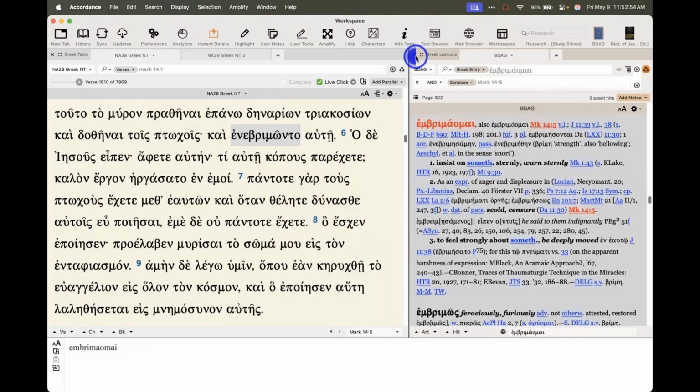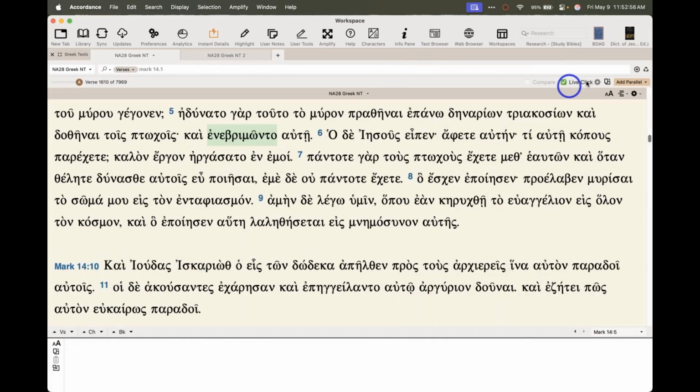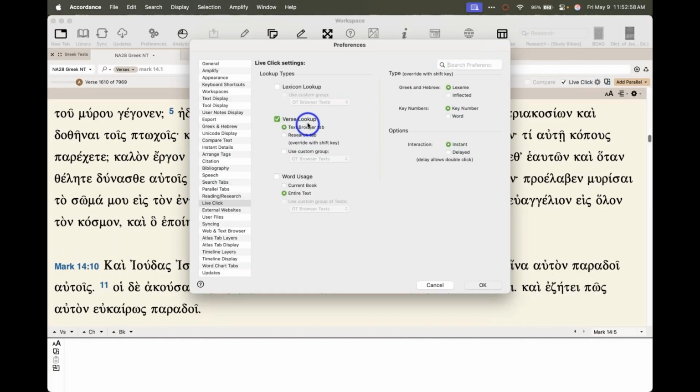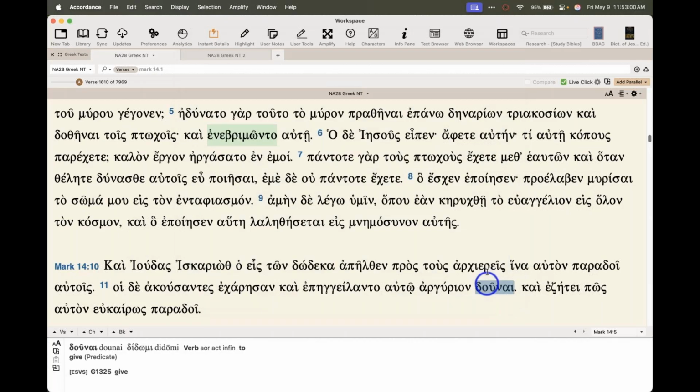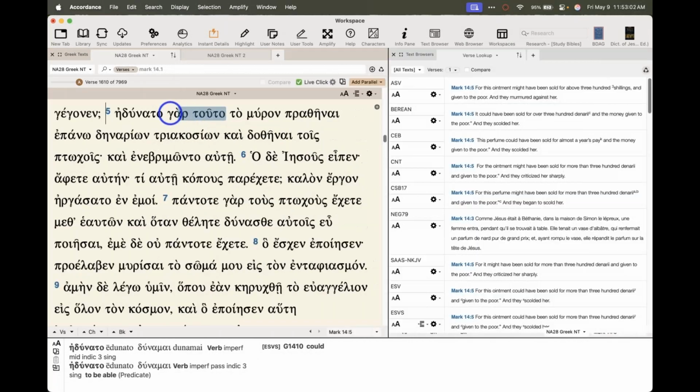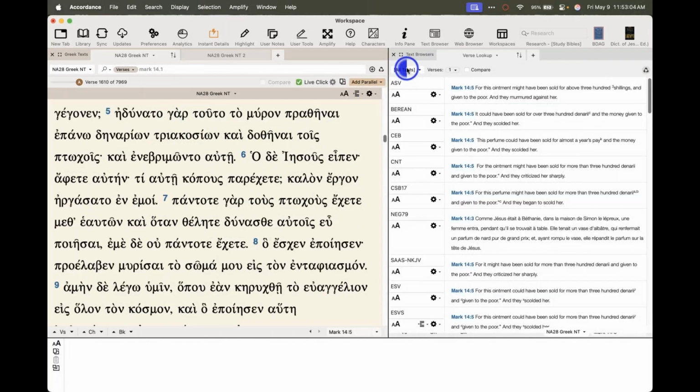But again, this is a good place to go to Logos Live Click. Just make sure you've got verse lookup selected and then click on the verse reference. I'm going to change this to modern text so that I just get English translations. Well, here, let me just make this window bigger.